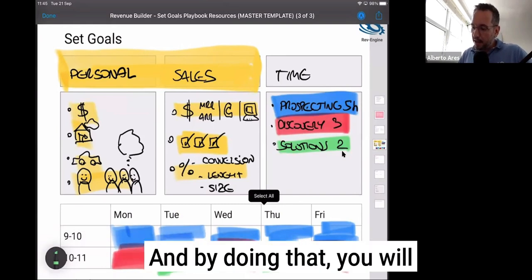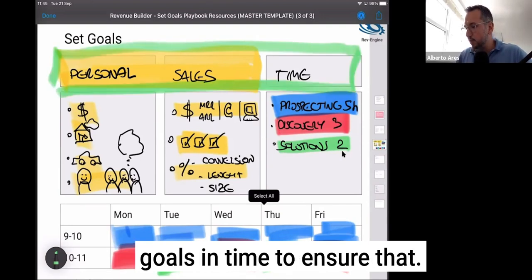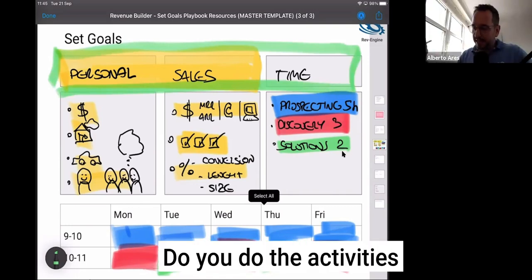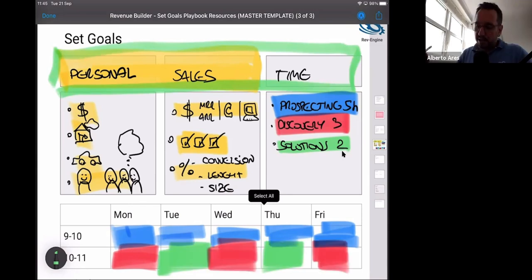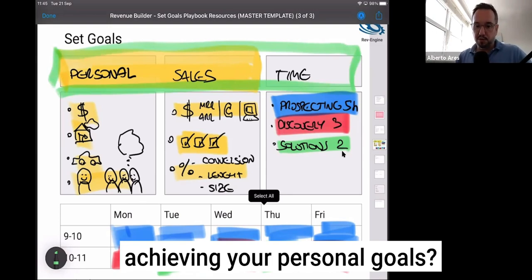And by doing that, you will effectively align personal goals, sales goals, and time to ensure that every day you do the activities that will lead to your sales objectives, that will lead to you achieving your personal goals.